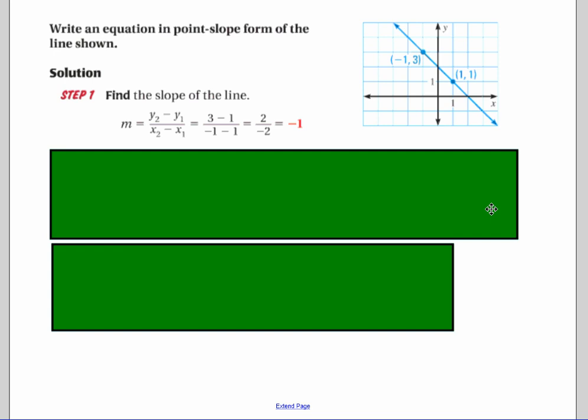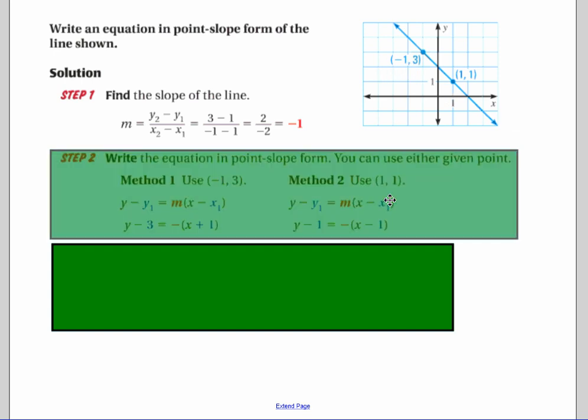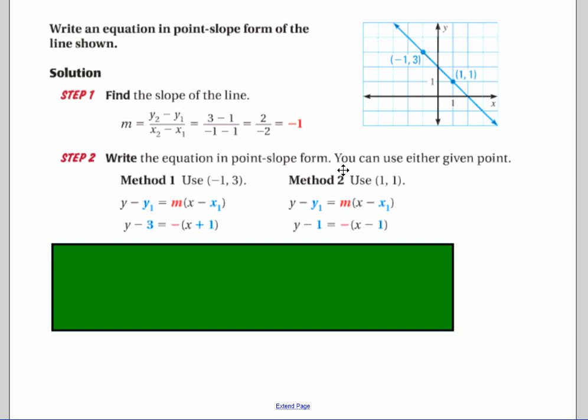Now, the next step is to just pick one of the points that you want to use. It does not matter which one you use. You can use (-1, 3), or you can use (1, 1). In this case, they're giving you both methods. So the first one, if I were to pick (-1, 3), I would plug in -1 for my x value right here. It would become x plus 1. And then 3 for my y value, so that would be y minus 3. So this would be the equation of my line going through (-1, 3).